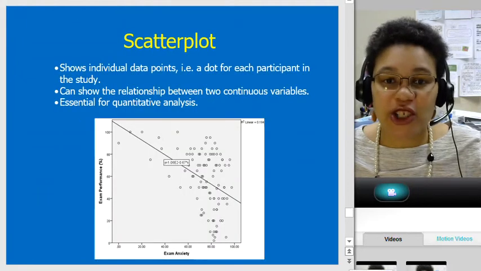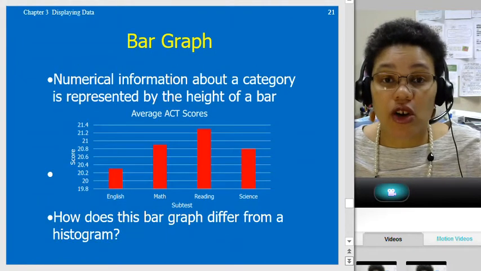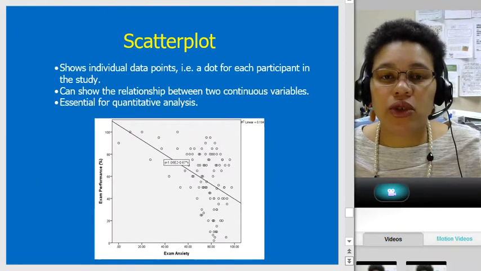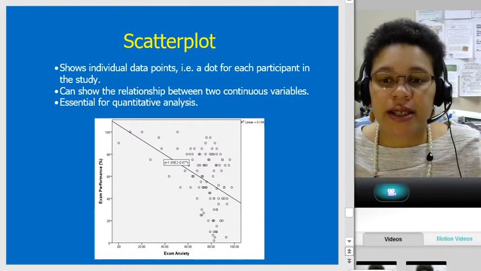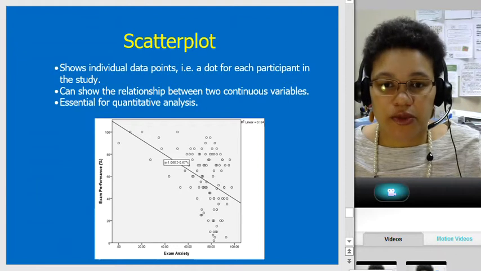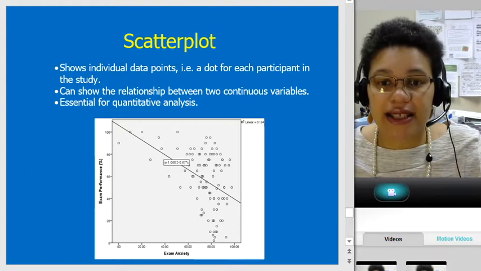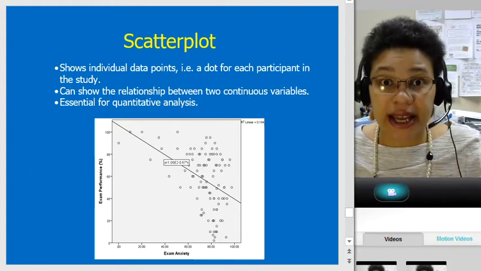All right. So we've been talking about what you use for categorical data, like the bar graph or the histogram. Let's talk about if you have two continuous variables, you would use a scatter plot. And this is something that we'll make in SPSS. You can make a scatter plot in Excel as well.